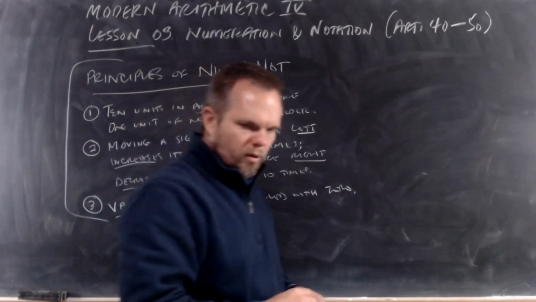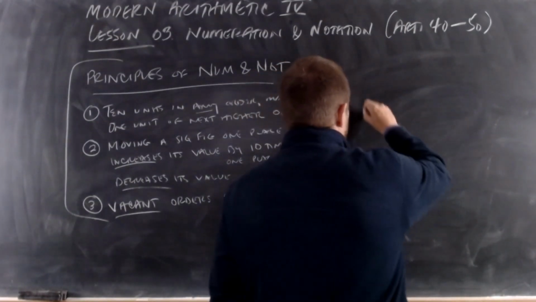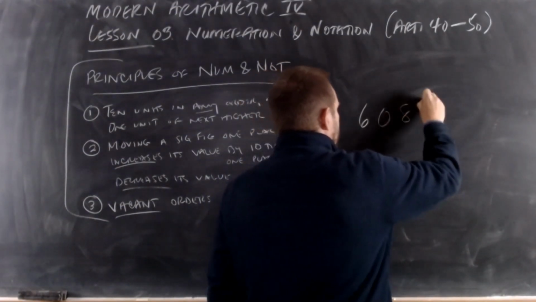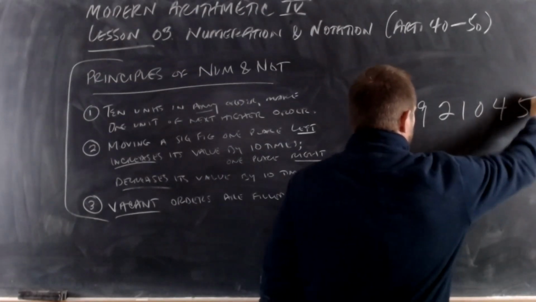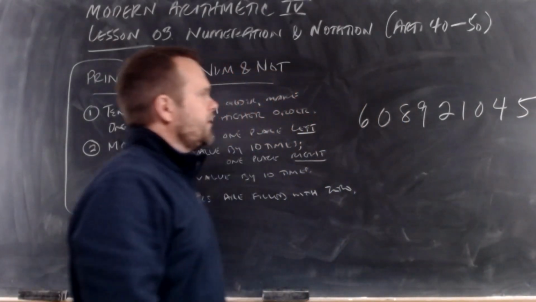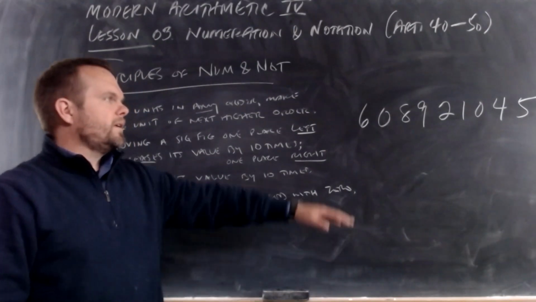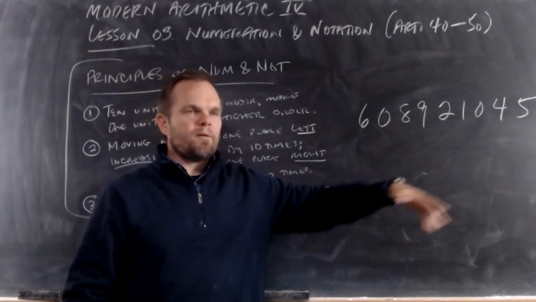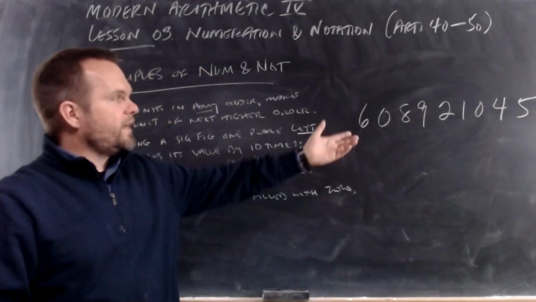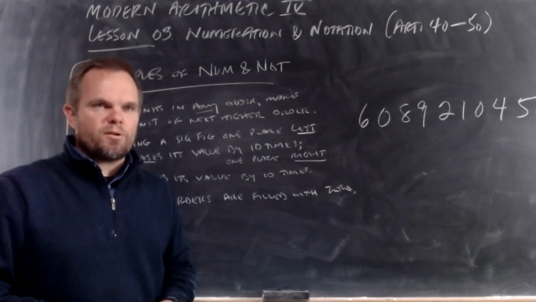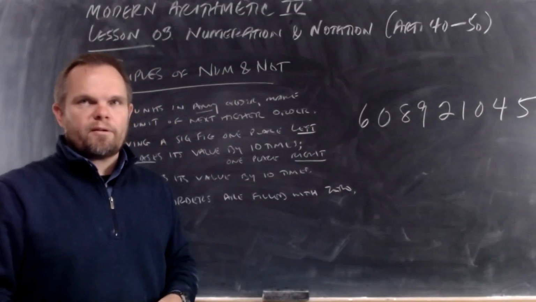608921045. That's the number in our book, and we're asked to express this number with words. All right? And you can see, looking at the numbers, it's difficult to do that. We have to figure it out.